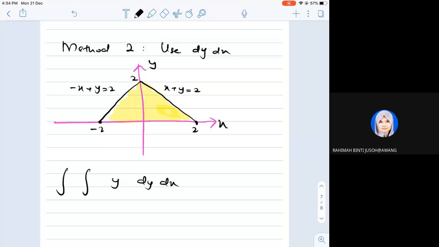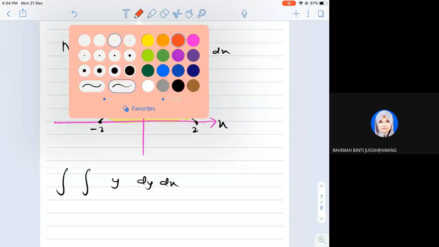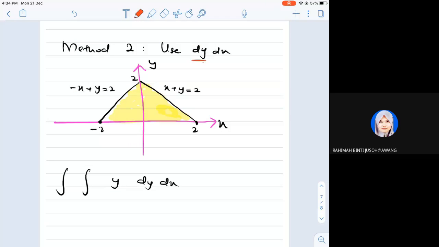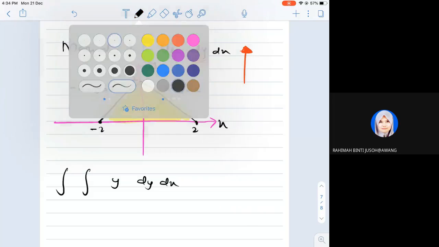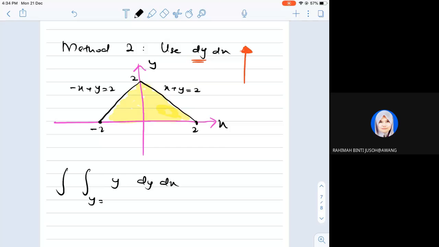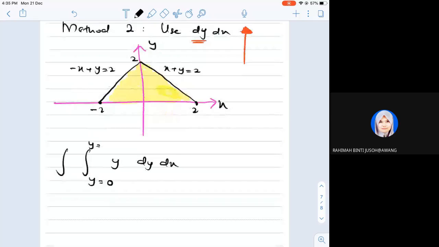Okay, as we know, dy dx means the movement is from bottom. Okay, dy means from bottom to top. Okay, so can you give me the lower limit of y? Y equals to? What's the lower line? Y equals to 0. The upper line should be y equals to? Modulus. Because it has two lines.